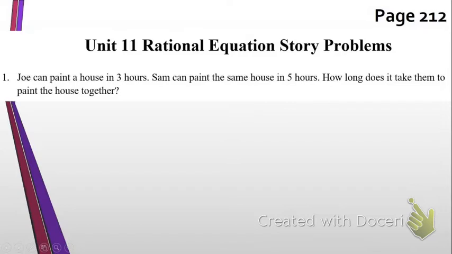Joe can paint a house in 3 hours. Sam can paint the same house in 7 hours, or sorry, in 5 hours. How long does it take them to paint the house together? Just knee-jerk reaction. You read this problem, what do you think? 4 hours? Tell me why.